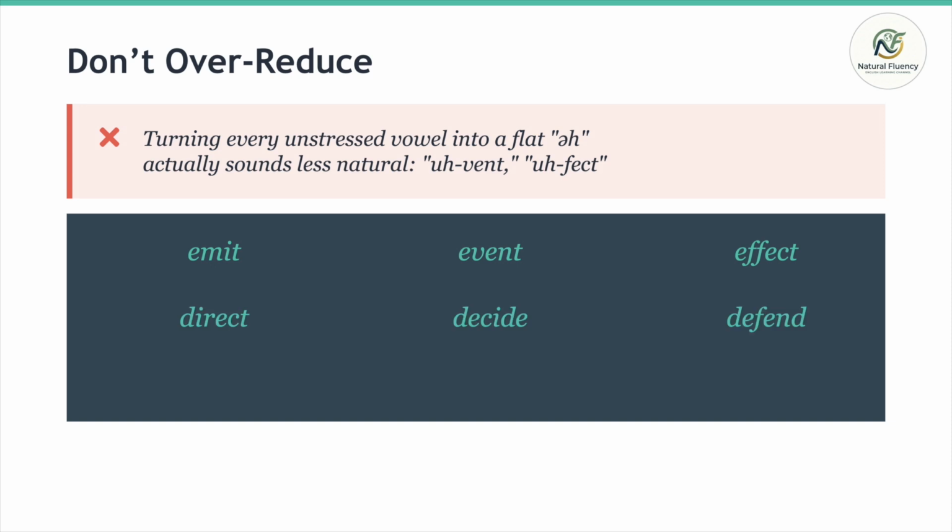Next, direct. Decide, defend. These words are also often over-reduced into something like "duh" at the beginning, but it's much better to keep the original D-E feeling clear. Direct, direct. Decide, decide. Defend, defend. Good. Next, elect, select, became. Elect, elect, elect. Select, select. Became, became.